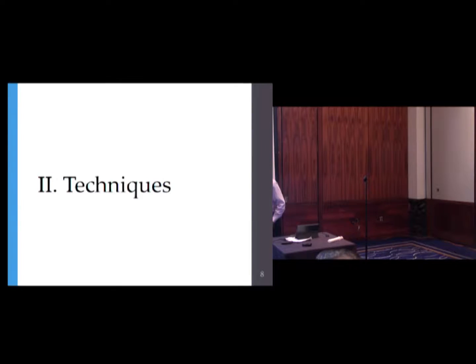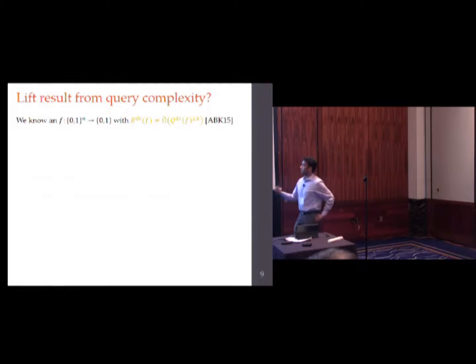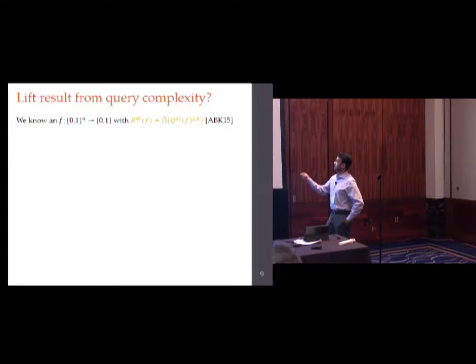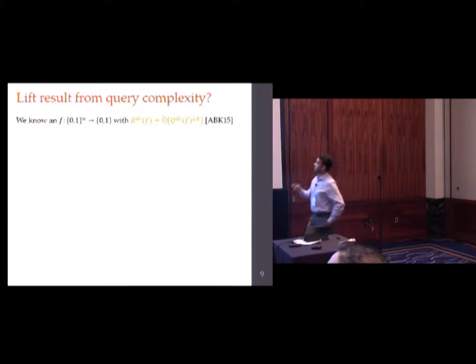So this suggests an obvious proof technique, which is you use a lifting theorem and lift the separation from query complexity. And so what that would mean is, first you start off with a function that already exhibits the separation in query complexity. So for example, there is a function which has this 2.5 power separation between randomized and quantum query complexities. And this is due to Aaronson, Ben-David, and myself, and this was presented at STOC this summer. And this construction uses this cheat sheet framework that I was talking about.